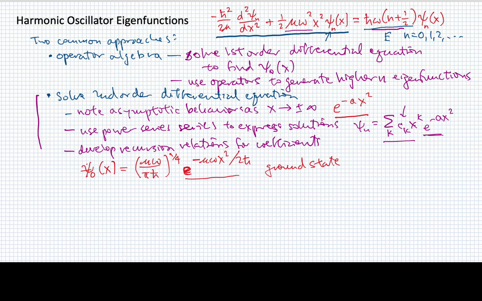All right, so what about the higher eigenfunctions? Well, I can write in general the solution for the nth eigenfunction as follows. And again, I'm going to start with a bunch of stuff that really amounts to a normalization constant. 2 to the n times n factorial under a square root sign and in the denominator, and again times mu omega over pi h bar, all raised to the 1/4 power.